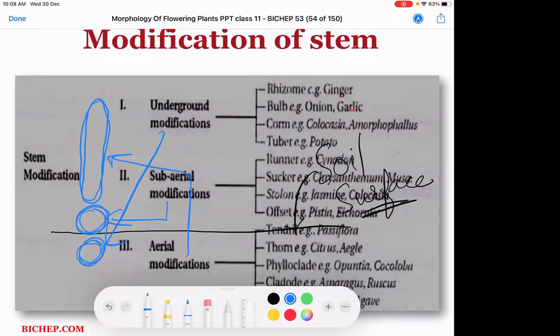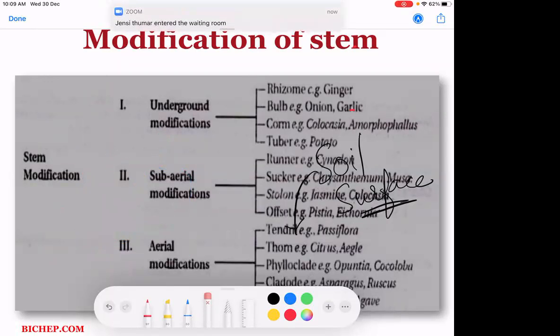So modification of stem with respect to its position is either A, underground, B, subaerial, or C, aerial modification. So are these specific types, the main types, underground, subaerial and aerial, clear in your mind? Then we go ahead. Yes or no? Yes sir. Fine, okay, let me erase this and we are moving further ahead with all the slides which are left.